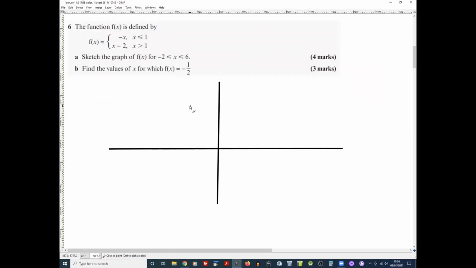So sketch the graph of f(x) between these values here, from -2 to 6. Interesting, because if that's -2 and that's 6, it's still changing its story at x equals 1. Yeah. So have you drawn it?